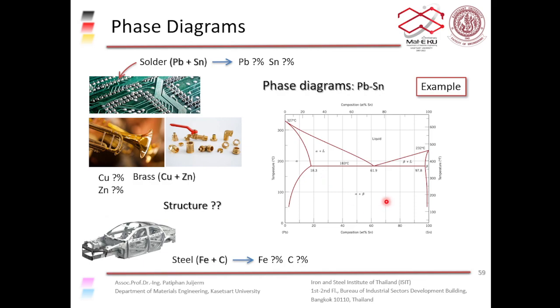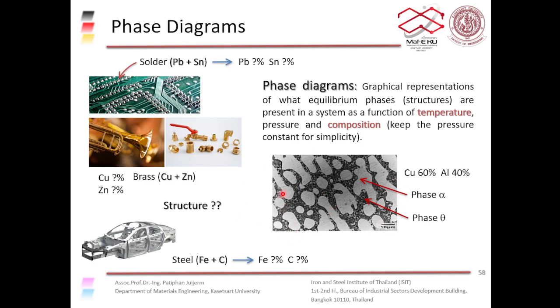And when you have lead and tin mixing together, you would get both the alpha phase and beta phase, right? When you look at the microstructure, it will look something like this, but instead of alpha and theta, it will be alpha and beta, right?